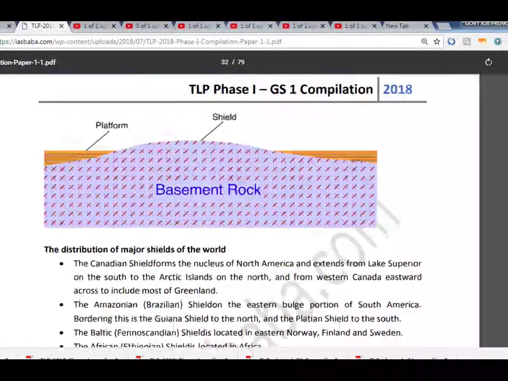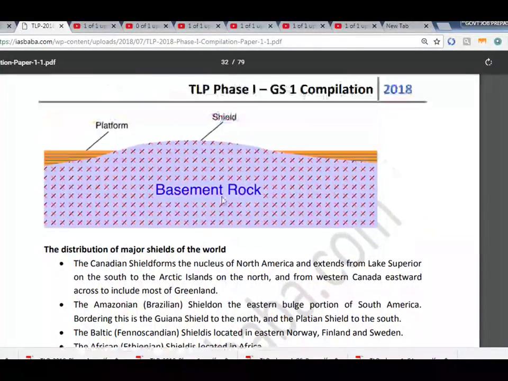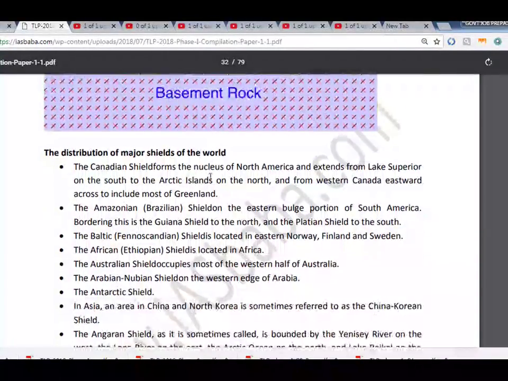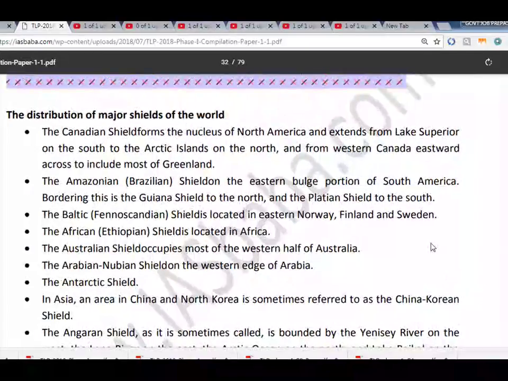The Amazonian Brazilian Shield is in the eastern bulge portion of South America. Bordering this is the Guyana Shield to the north, and the Platian Shield to the south. The Baltic Fennoscandian Shield is located in eastern Norway, Finland and Sweden. The African Ethiopian Shield is located in Africa.